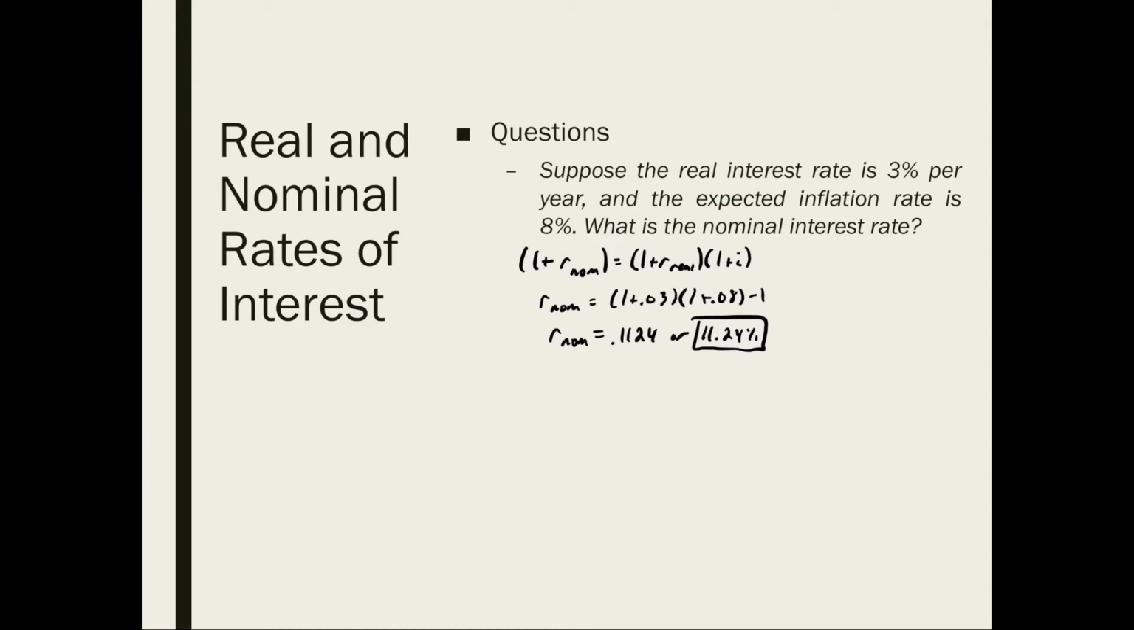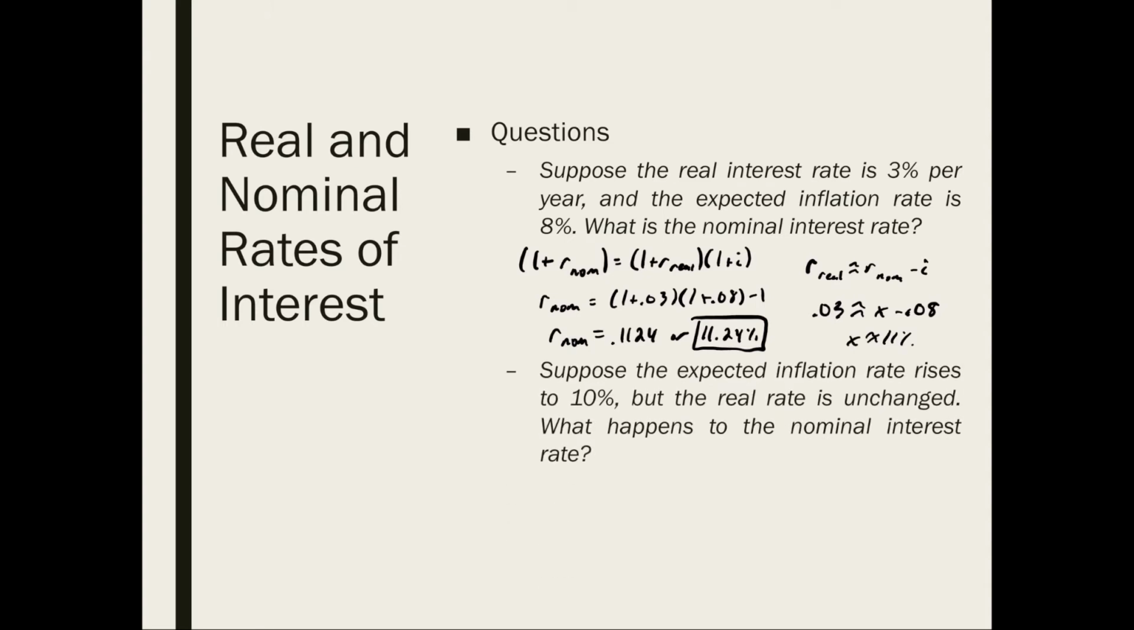The approximation, if you look back at the previous slide, says that the real rate is approximately equal to the nominal rate minus inflation. If the real rate is 3% and inflation is 8%, then the approximation says that the nominal rate should be 11%. So in the ballpark, but not the exact value.